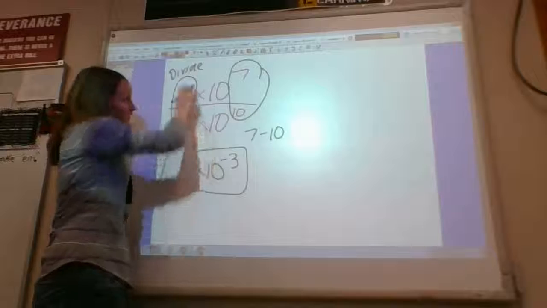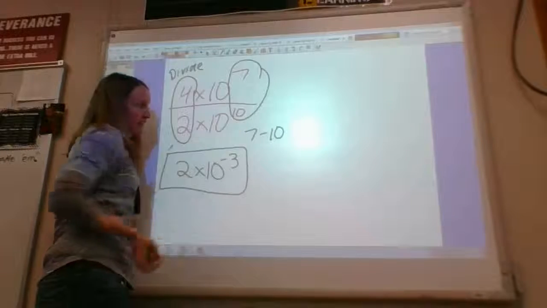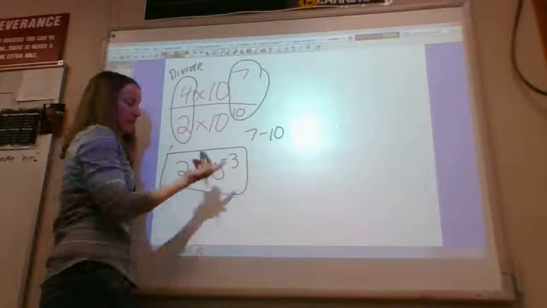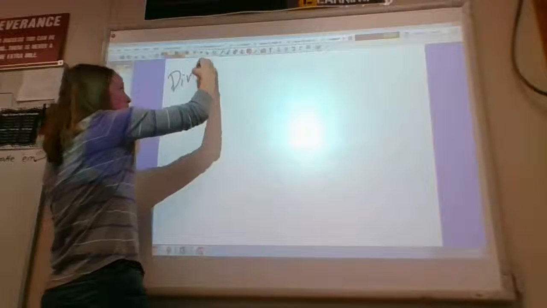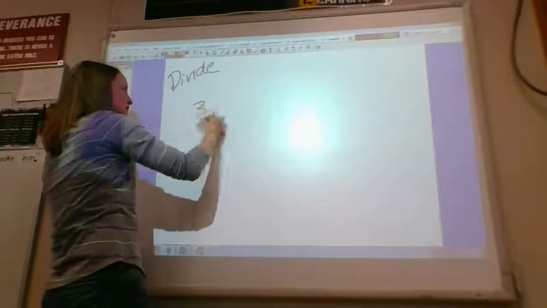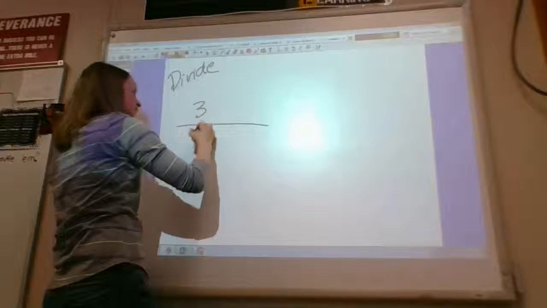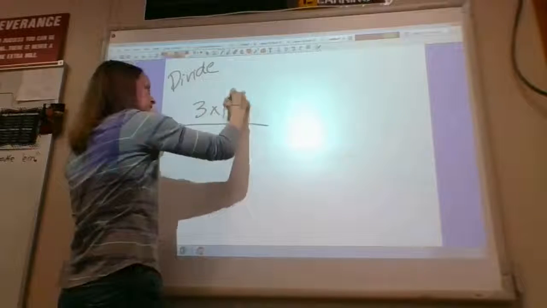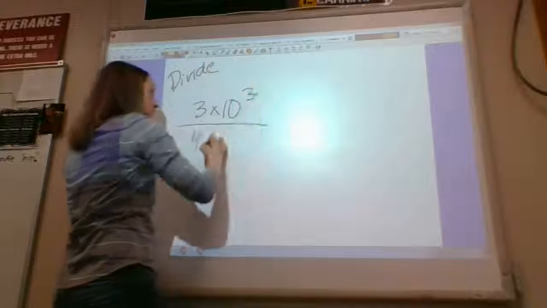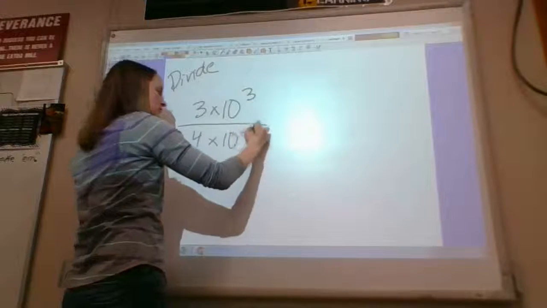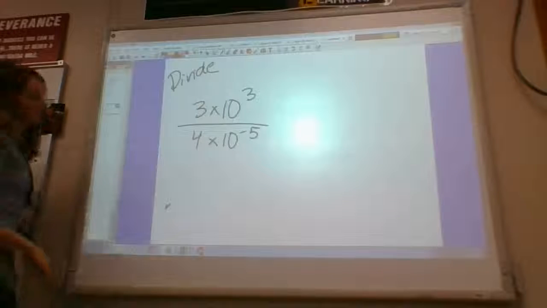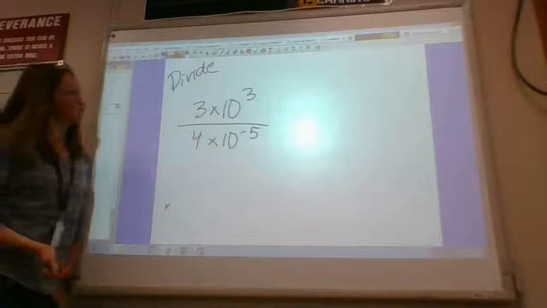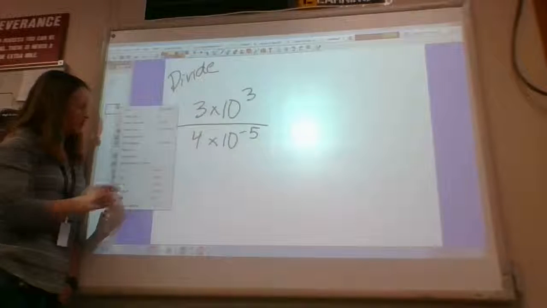So let's recap. Divide the front numbers, subtract the exponents. Simplify if you have to. So let's think about this one. Now, this one's a little different, but you guys can do it. We follow the same concepts.